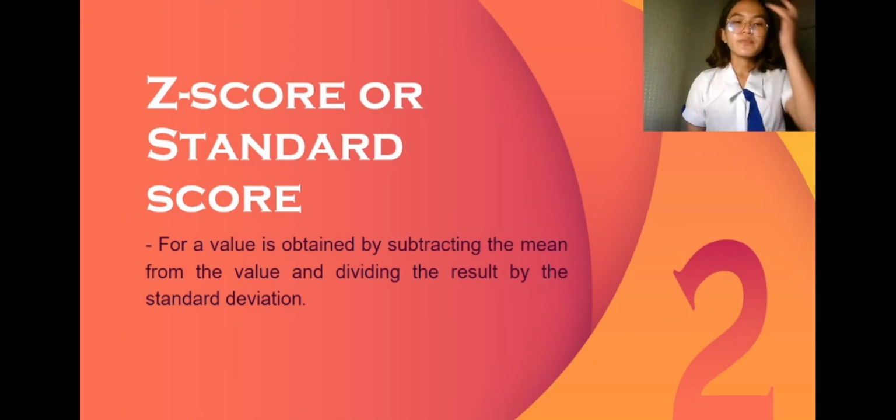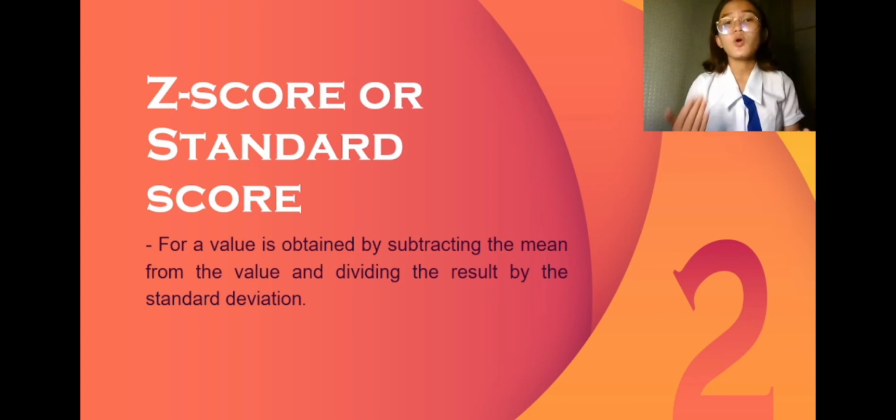So let us proceed to the z-score or standard score. There is an old saying, class, that you can't compare apples and oranges, but with the use of statistics, it can be done to some extent. This comparison uses the mean and standard deviation, and it is called the z-score or standard score. The standard score for a value is obtained by subtracting the mean from the value and dividing the result by the standard deviation.